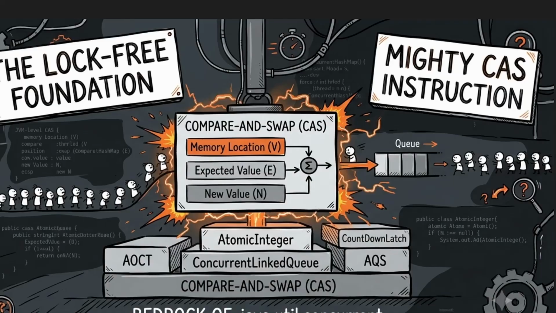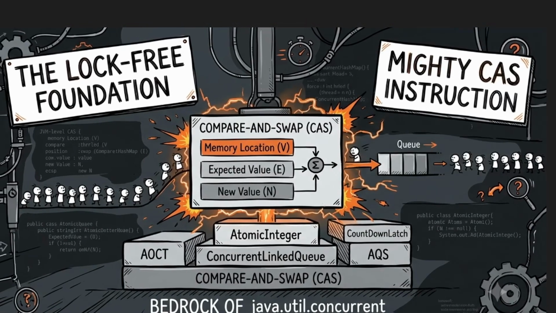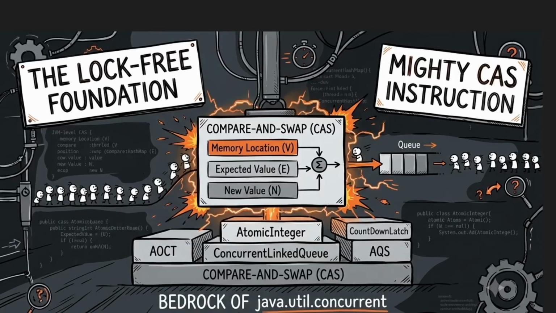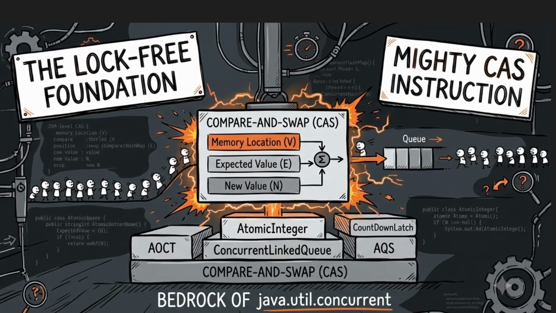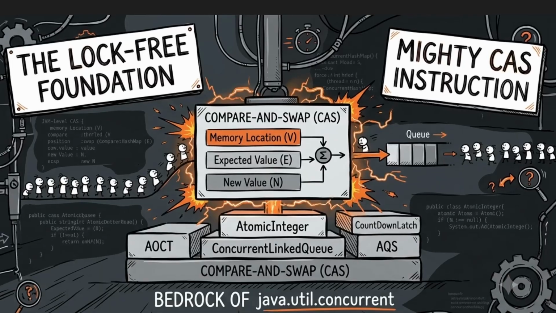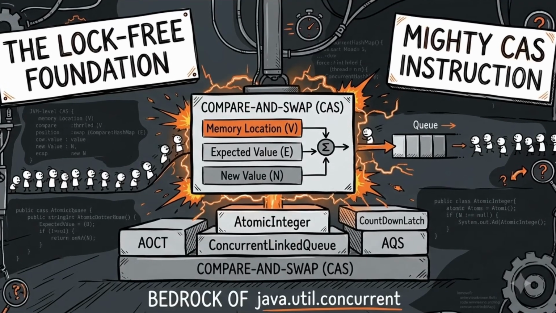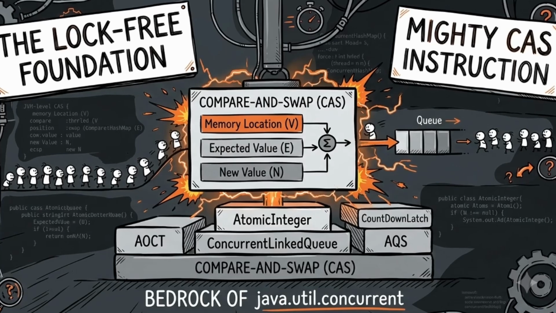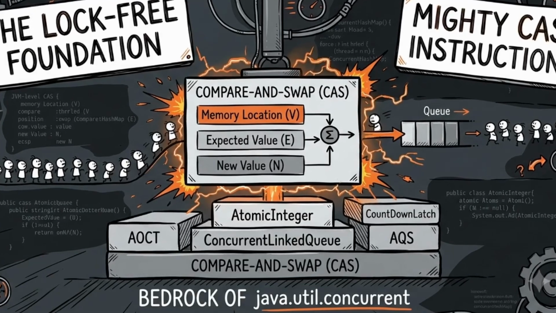And today we are going to understand exactly how it works, when to use it, and why it's often faster than traditional locks. But also we'll uncover its limits, because even CAS isn't perfect. So let's jump in and demystify atomic variables.